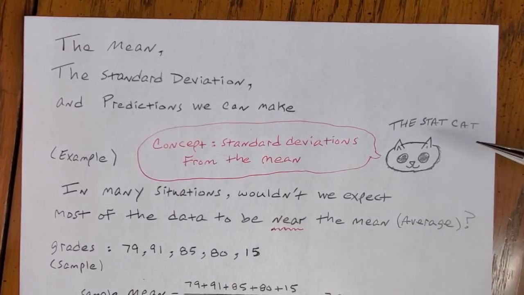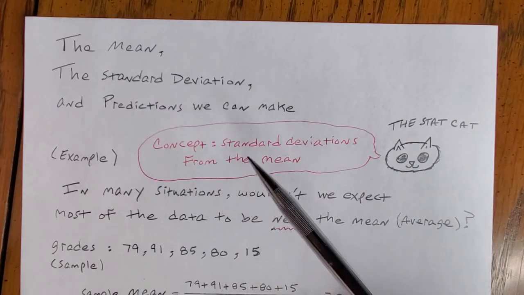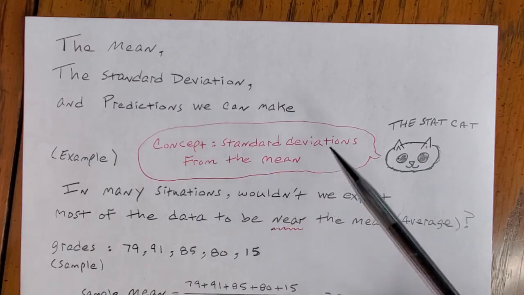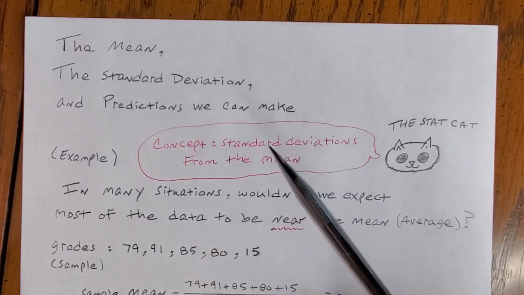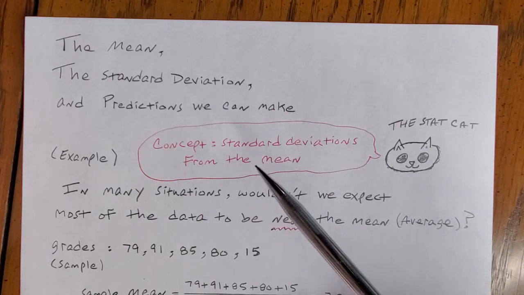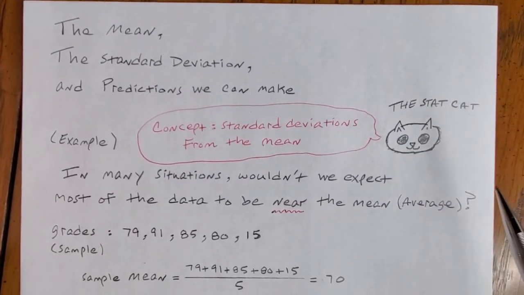Well, what's the stat cat have to say? First, we better learn about a concept: standard deviations from the mean. What does it mean to say the data is so many standard deviations away from the mean or something like that? Well, let's think of it like this.